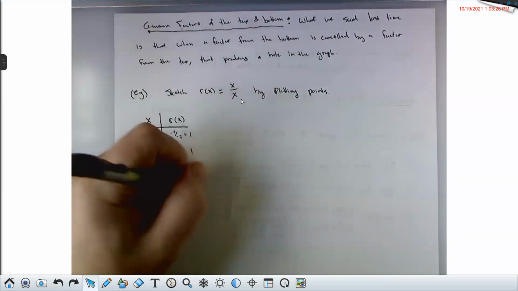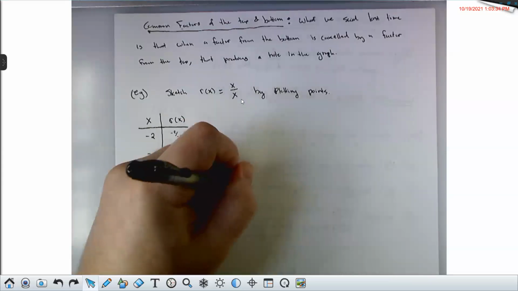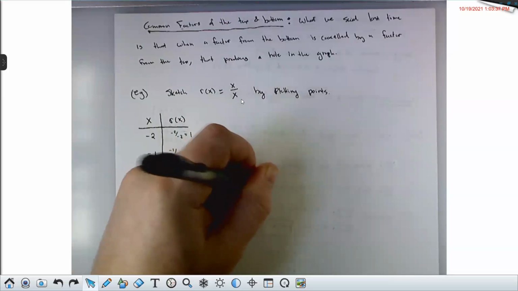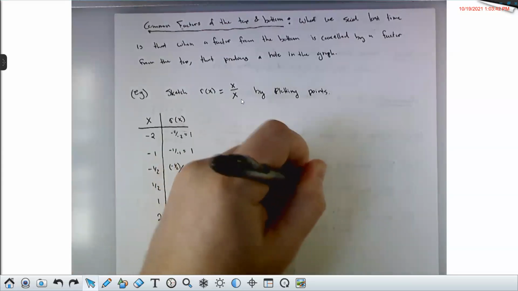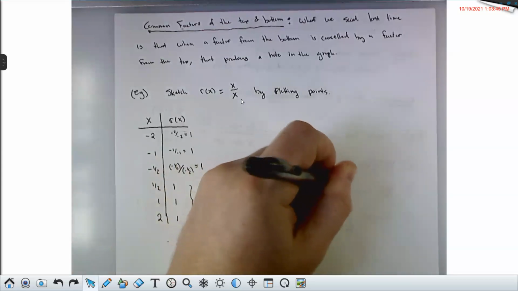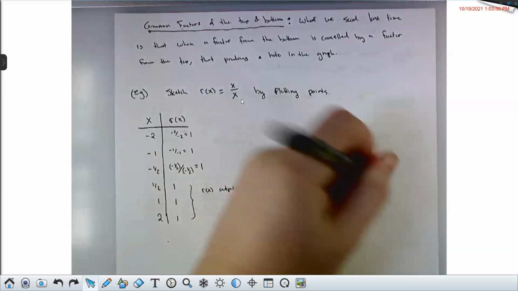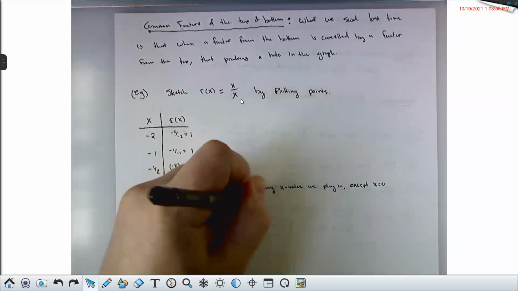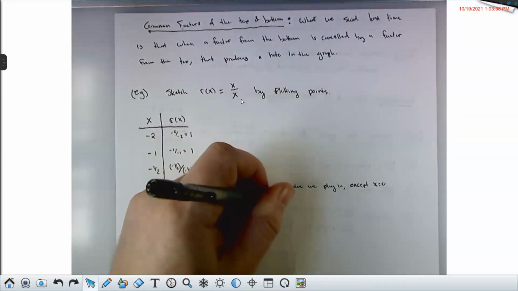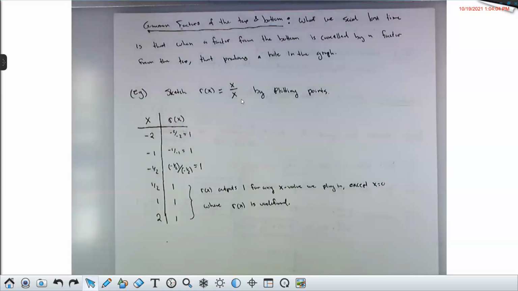This function, r of x, outputs 1 for any x value we plug in, except x equals 0, where r of x is undefined. Right, if I try to plug 0 in here, I get 0 over 0. 0 over 0 is not 1. 0 over 0 is undefined because the downstairs is 0.